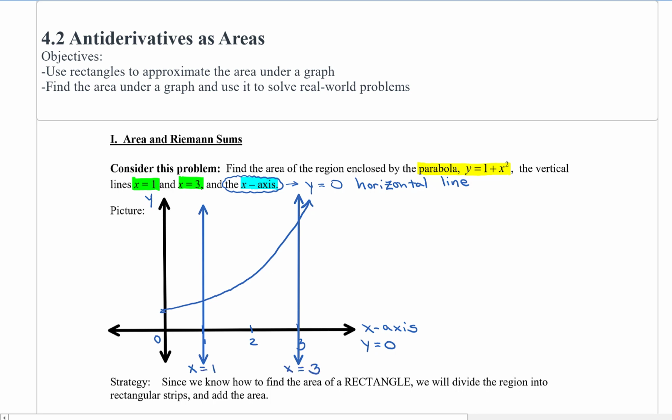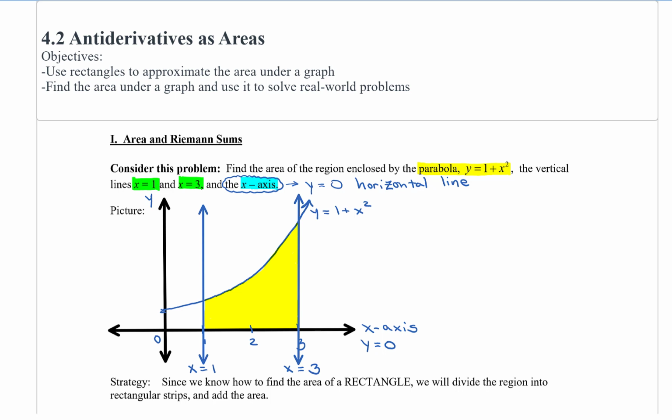I am labeling those vertical lines with the equations. I'm also labeling the parabola y equals 1 plus x squared, and I'm only drawing the parabola in quadrant 1. I'm going to shade in yellow the area that is enclosed by the graph of the function y equal to 1 plus x squared and the x-axis, in between x equal to 1 and x equal to 3.